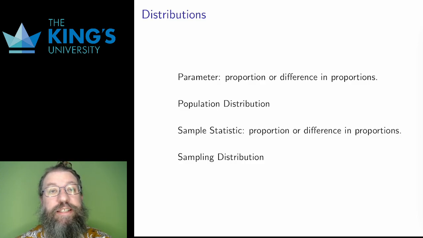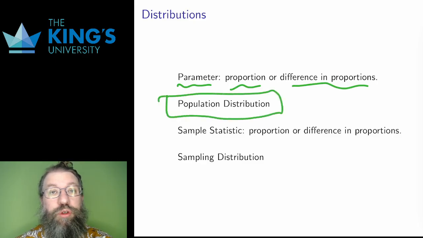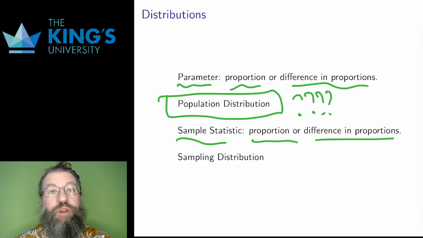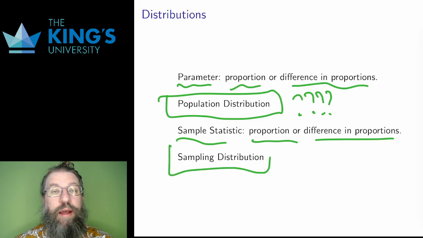A statistical study starts with a population parameter that it wants to investigate. Let's say that parameter is a proportion or a difference in proportions. There is a distribution for the whole population. This is the population distribution. But this is unknown, so we can't measure the whole population. Instead, we take a sample and get a sample statistic, which is like the parameter and hopefully represents it. In this case, the sample statistic is a proportion or difference in proportions. Then I've just defined the sampling distribution.